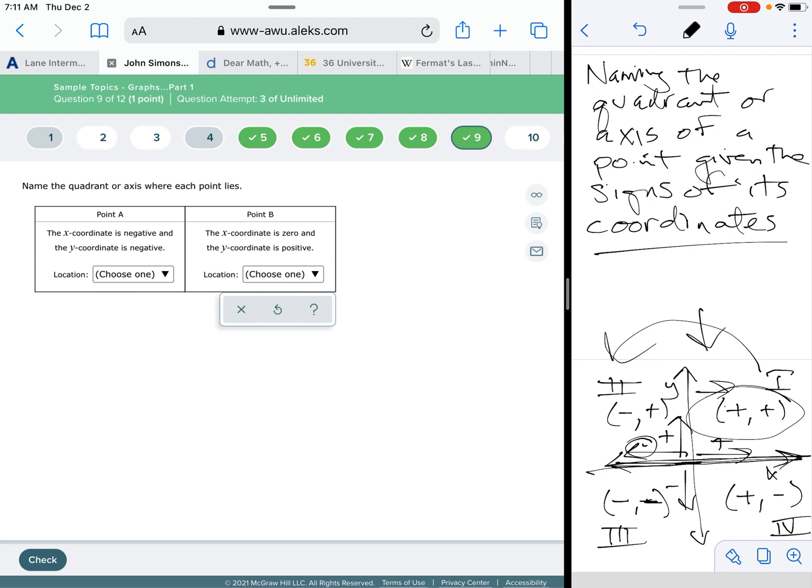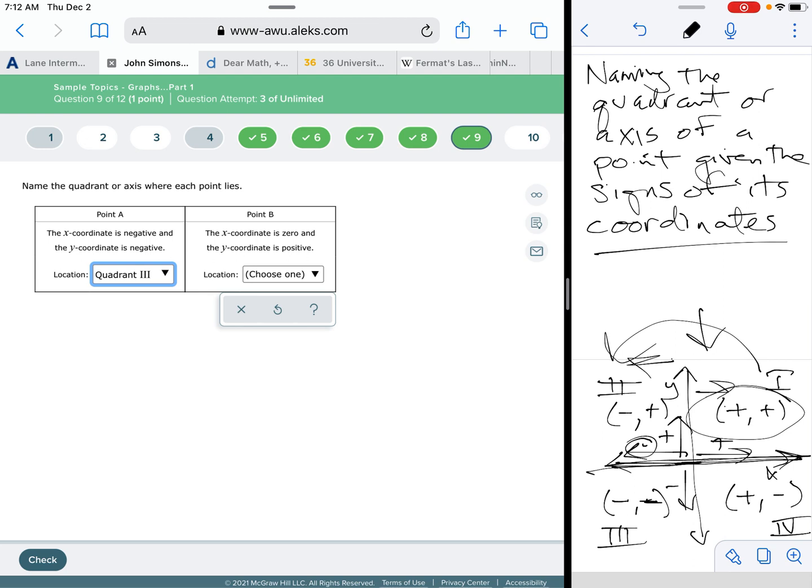Okay, so point A. The x-coordinate is negative and the y-coordinate is negative. Well, my x-coordinates are negative when you go to the left of the y-axis, so it's either 2 or 3. And my y-coordinates can only be negative below the x-axis, so that rules out 2 and means that this has to be quadrant 3. And then for point B, the x-coordinate is 0 and the y-coordinate is positive.